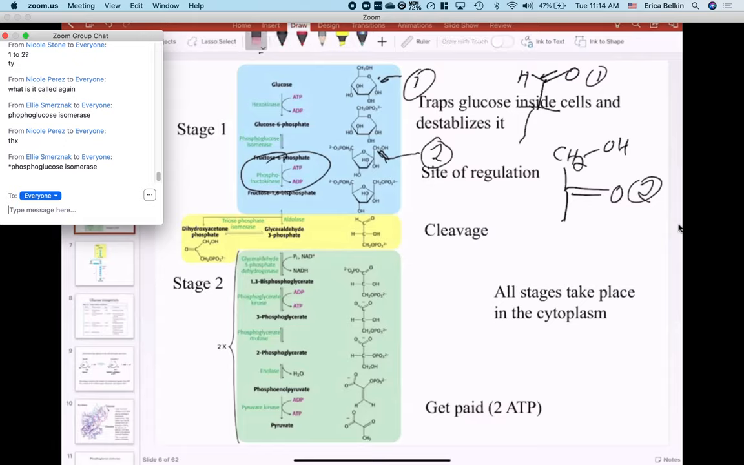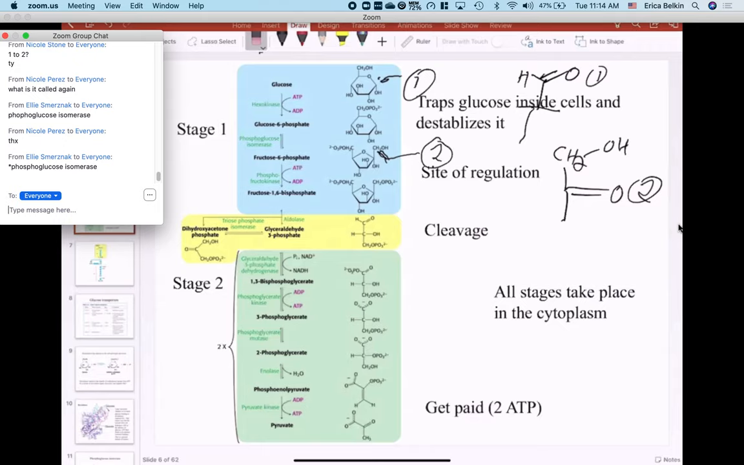Now you get the fun step. What happens next is you use an enzyme called aldolase. What aldolase does, in this direction, is what they call a retroaldol reaction. And in the retroaldol reaction, it breaks the 6-carbon molecule down into 2 3-carbon molecules.